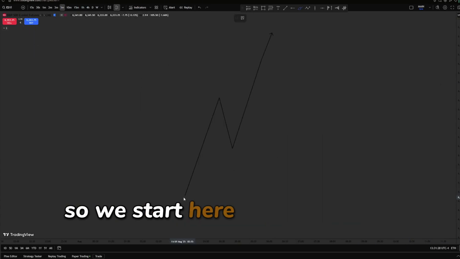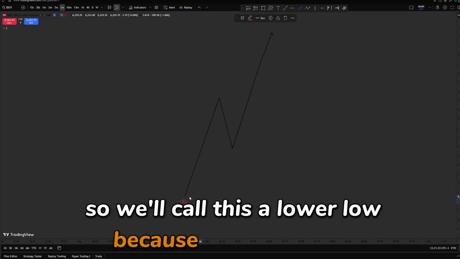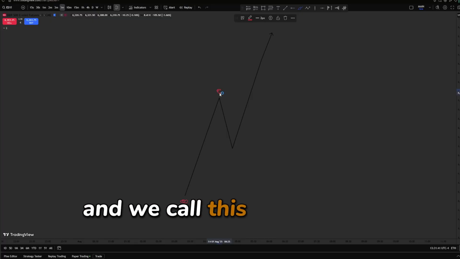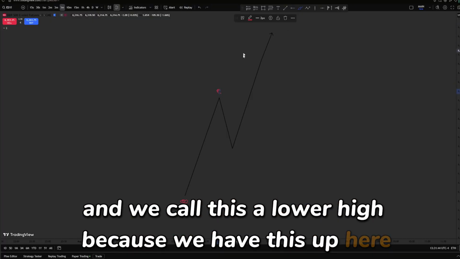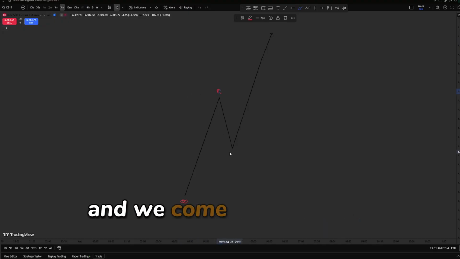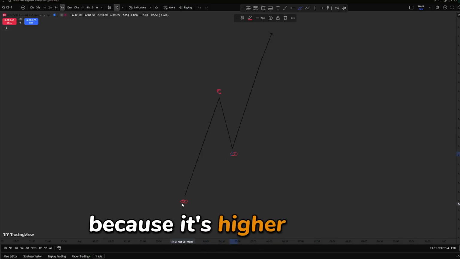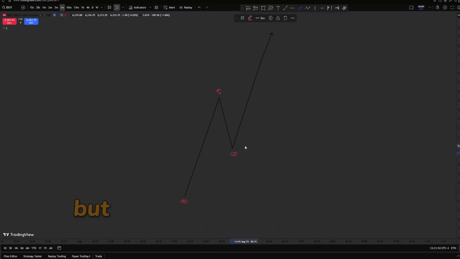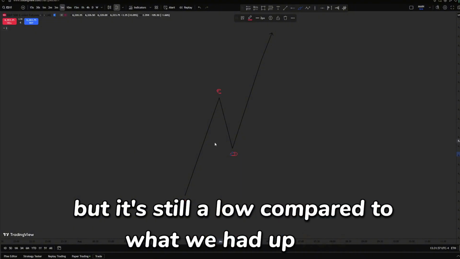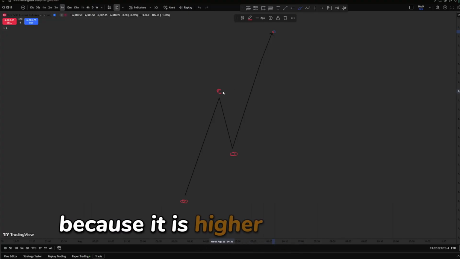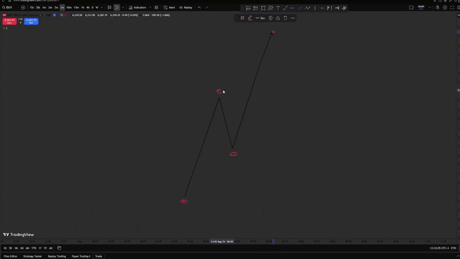So we start here and we're in an uptrend. So we'll call this a lower low because it's the lowest low, and we go here and make a high. And we call this a lower high because we have this up here, it's lower than this high. And we come up here, we come down here and make this higher low because it's higher than this low. But it's still a low compared to what we had up here. We push a bit higher and make this higher high because it is higher than this high.